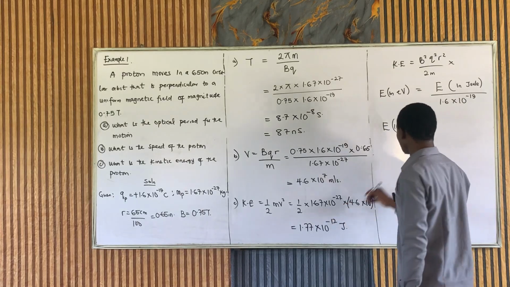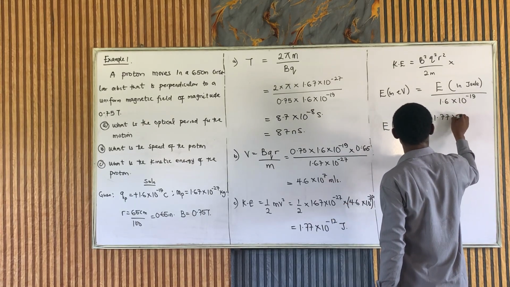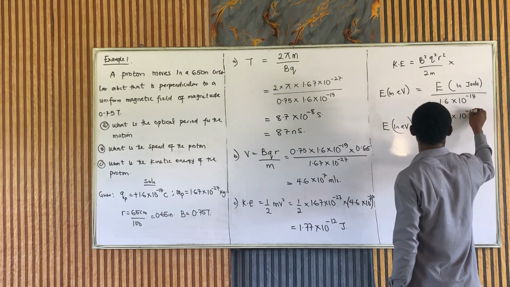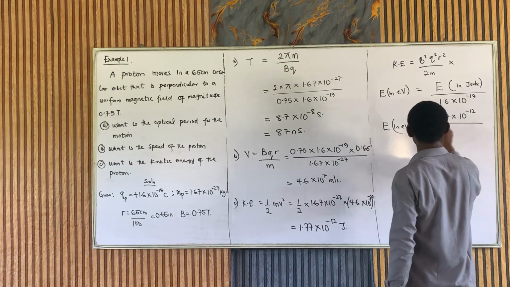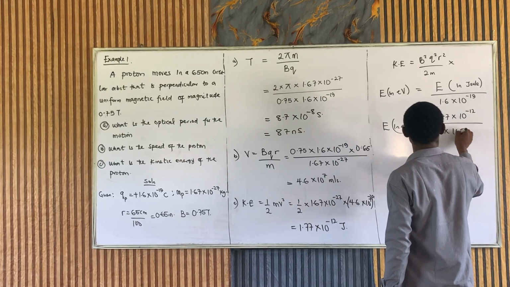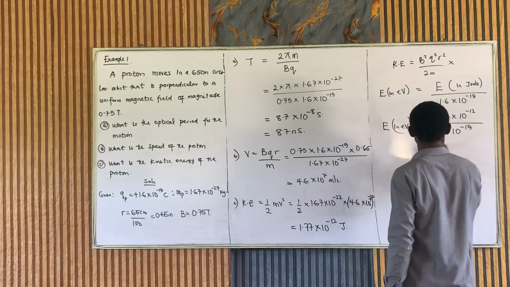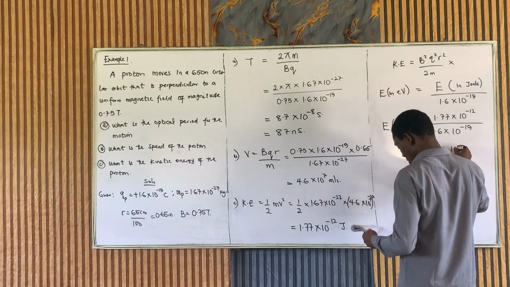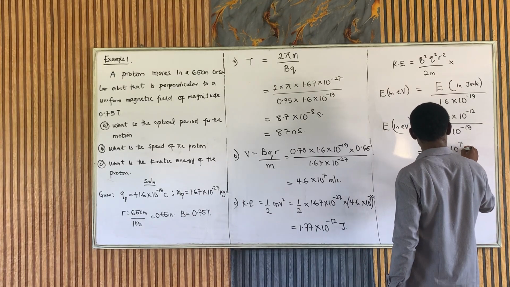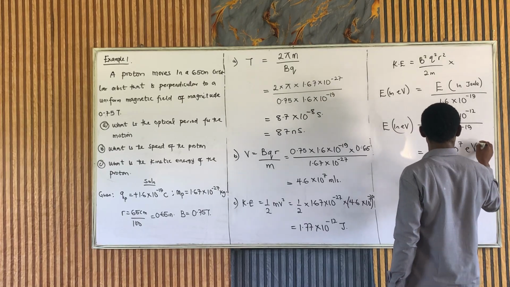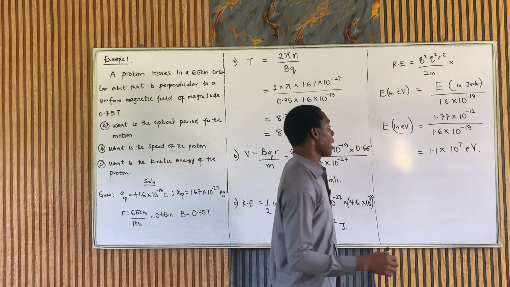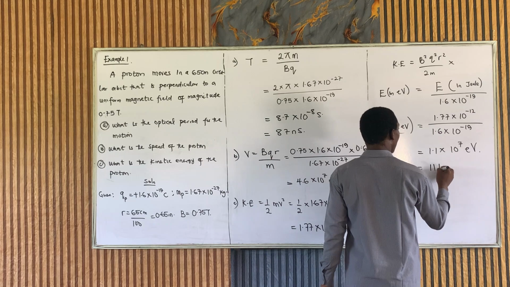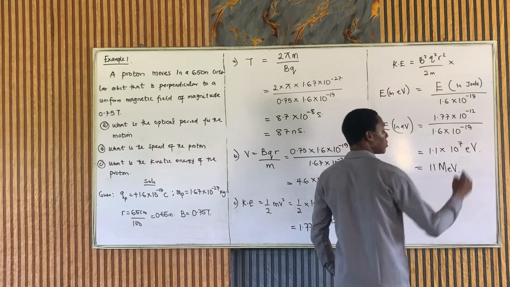To get it in electron volts, I'll just take the energy in joules, 1.77 times 10 raised to the power minus 12, divided by 1.6 times 10 raised to the power minus 19. This will give us 1.1 times 10 raised to the power 7 electron volts. And this can also be 11 mega electron volts.